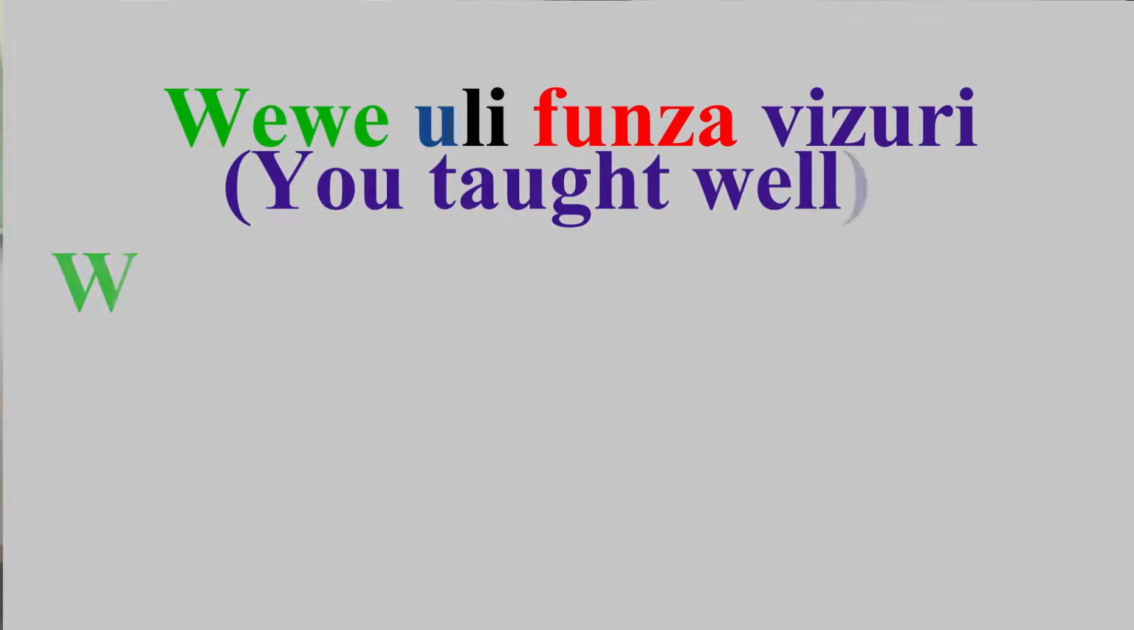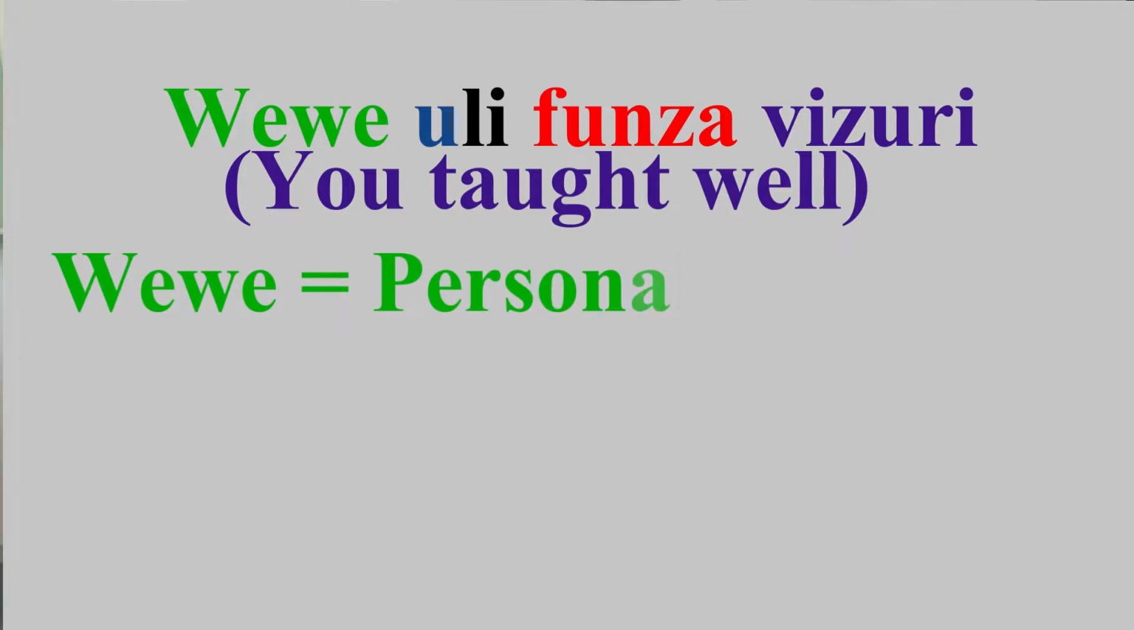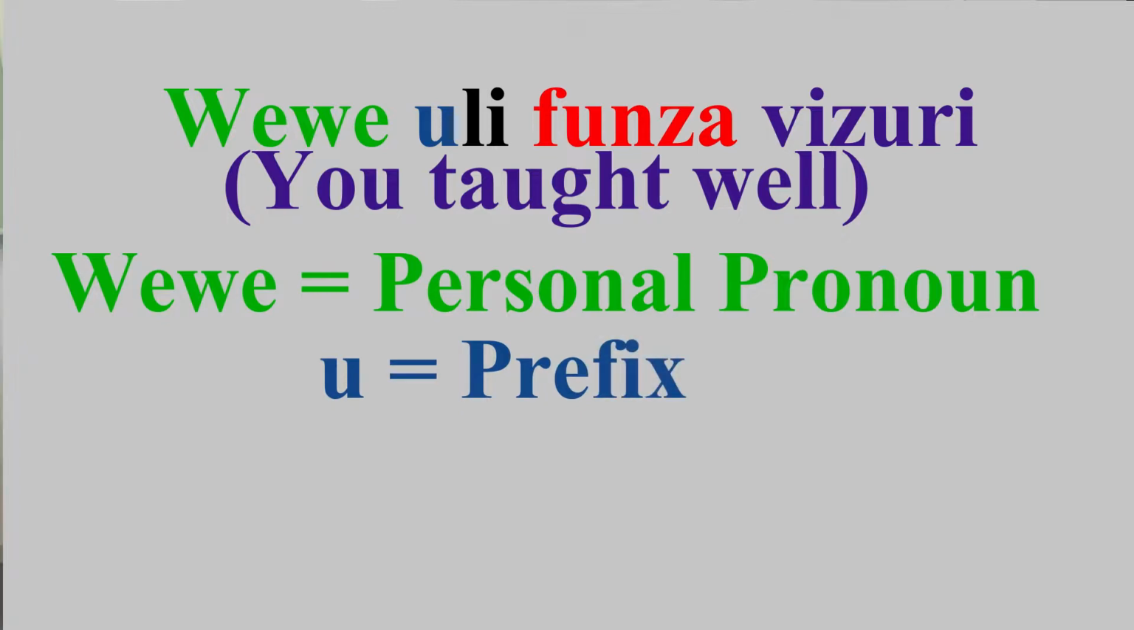We are getting to our second part, which we are going to use the personal pronoun wewe, and then the prefix u, and then we add our tenses and our verb. So our sentence here will be wewe ulifunza vizuri. You taught well. So wewe is our pronoun. U that you see here is our prefix that goes with pronoun wewe, you.